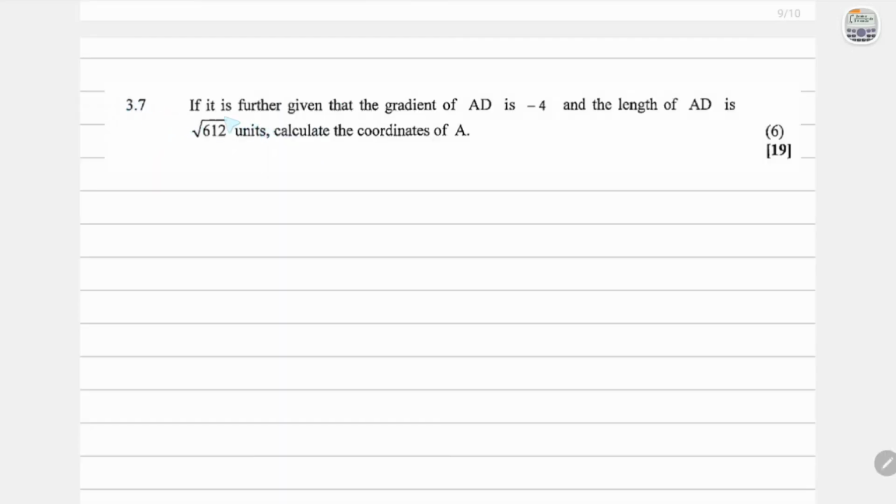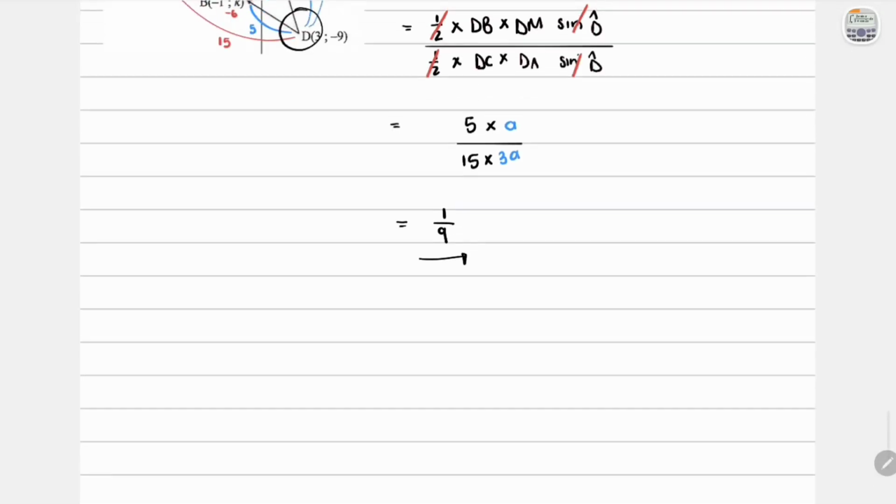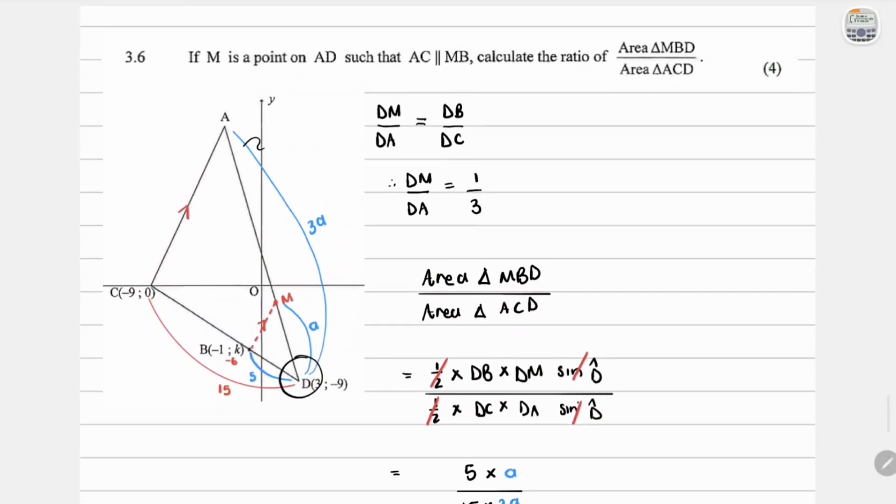Question 3.7 says, if it is further given that the gradient of AD is -4, and the length of AD is the square root of 612 units, calculate the coordinates of A. Okay, so with AD, they're giving us information about its gradient and the length of the line. How can we use that to find A?